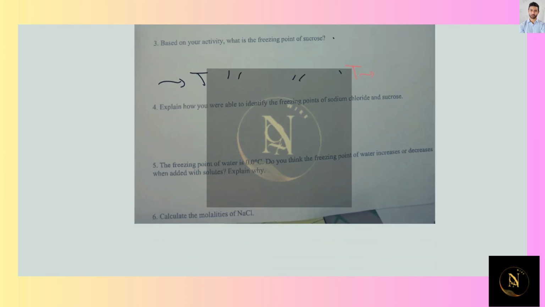Now, explain how you were able to identify the freezing point of both of these solutions, and this is going to be by the presence of crystals in the solution. So over here, I think that I wrote it down incorrectly for some reason. I forgot. It should be only one L, right?